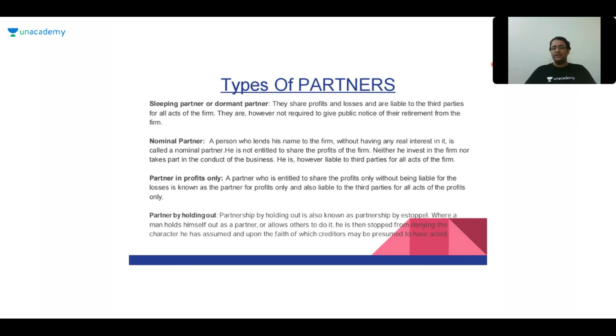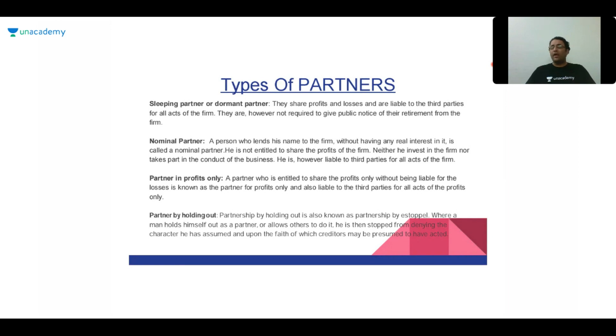Now, coming to Shiv's question, what is the reason for including a partner who shares the profits only? At times, the partner has a certain expertise and you require his expertise. And please remember, at that point in time, you require him more than he requires you.